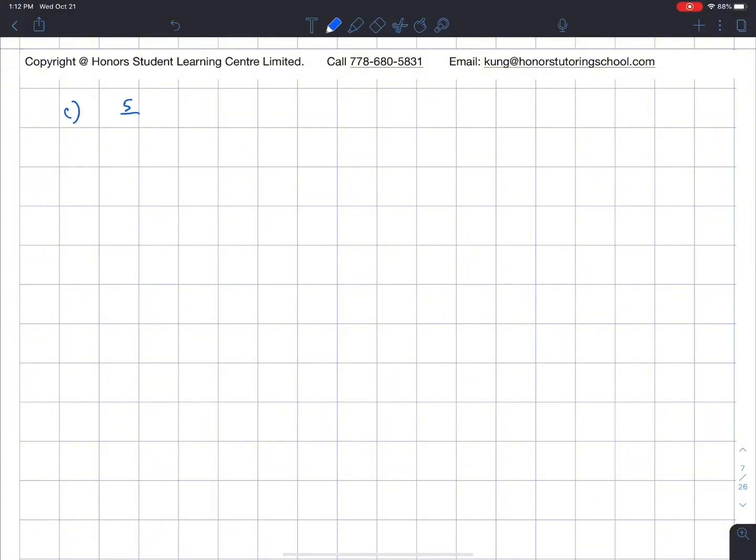C, 5 over 6 minus 4 over 9. Same idea, I need to find the lowest common multiple of 6 and 9. I can divide both of them by 3. The lowest common multiple is 3 times 2 times 3. 3 times 2 is 6. 6 times 3 is 18.